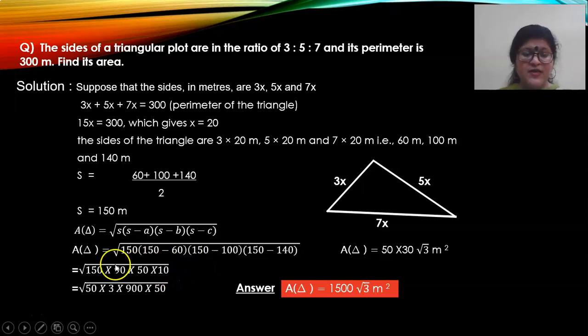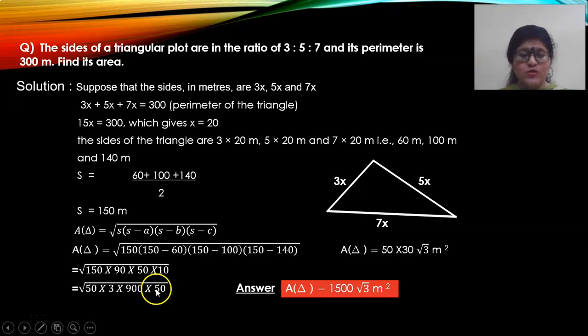Like I mentioned earlier, you will not multiply these numbers because if you multiply, calculating becomes slightly cumbersome. Split it. The clue is in this step itself. 150, split it as 50 into 3 because 50 is already there here. So 150 is written as 50 into 3. 90 and 10, you could keep it as it is or multiply them. 90 into 10 is 900 and 50 keep it as it is.